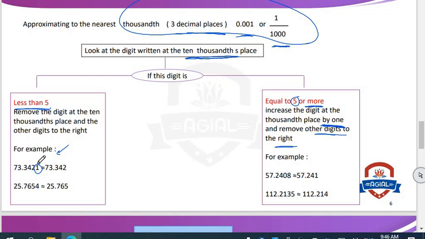Are you a weak number or a strong number? 1 is a weak number, less than 5. So we put the same number without a change and remove these digits. So the result will be 73.342. Do you understand?